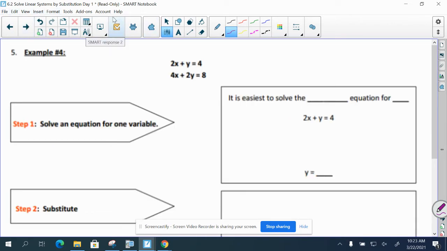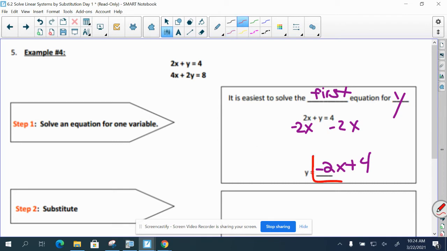All right, let's do a fourth example. Now neither of these equations is solved for y, so we're going to have to do that ourselves. It's going to be easier to solve the first equation for y because there's nothing being multiplied by it. So whichever equation has x or y that's by itself, solve for that variable. So let's solve for y here by subtracting 2x. Then y is going to be equal to negative 2x plus 4. So we solve for y. Now we're going to substitute negative 2x plus 4 in for y in the other equation.